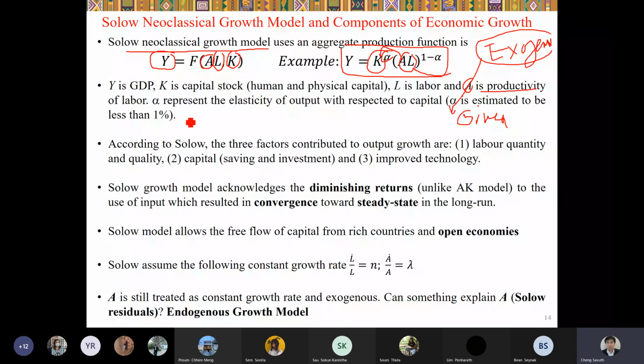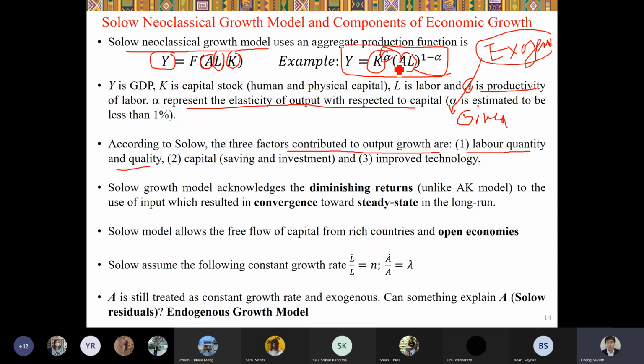The alpha here is equaling the elasticity of output with respect to capital. You can think of this like the contributions of capital to the GDP, okay, to the GDP. So according to Solow, three factors contribute to the output growth or the GDP growth. One is labor quantity, which is the L in the functions, okay, and the other one is the labor quality.